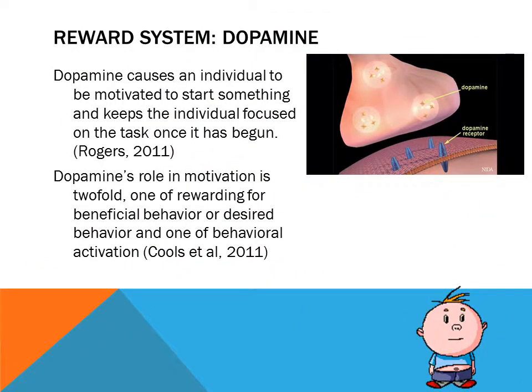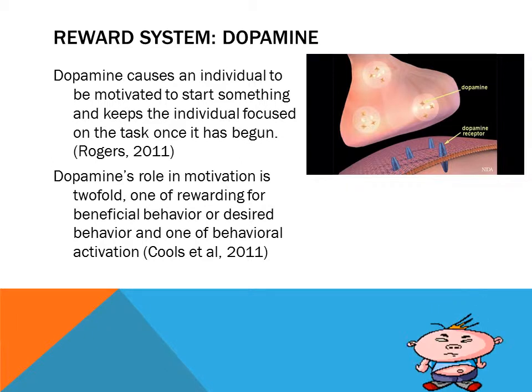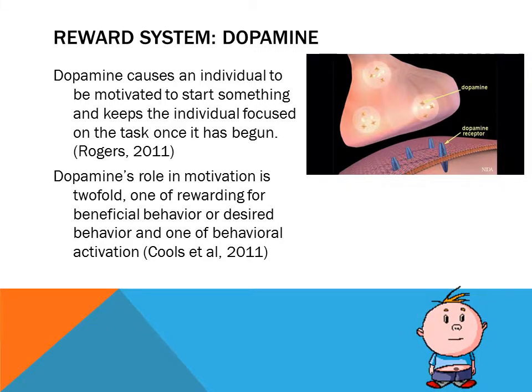We will now cover the reward system. The primary neurotransmitter associated with the reward system is dopamine. Dopamine causes an individual to be motivated to start something and keeps the individual focused on the task once it has begun. Dopamine's role in motivation is twofold, one of rewarding for beneficial behavior or desired behavior, and one of behavioral activation.